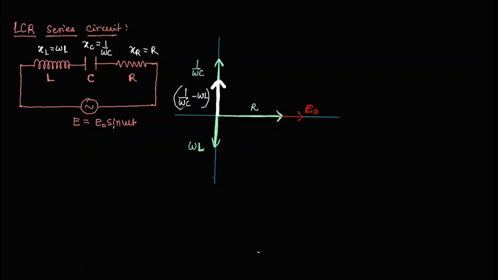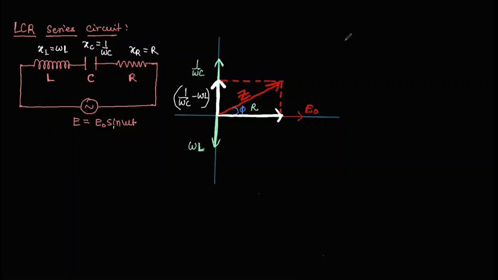And the resultant of the resistance and the reactance of the capacitor and inductor combined is giving us an impedance in this direction, which we are writing as Z. So this is the impedance offered by the circuit, and the net impedance is making an angle phi with the direction of EMF E naught.